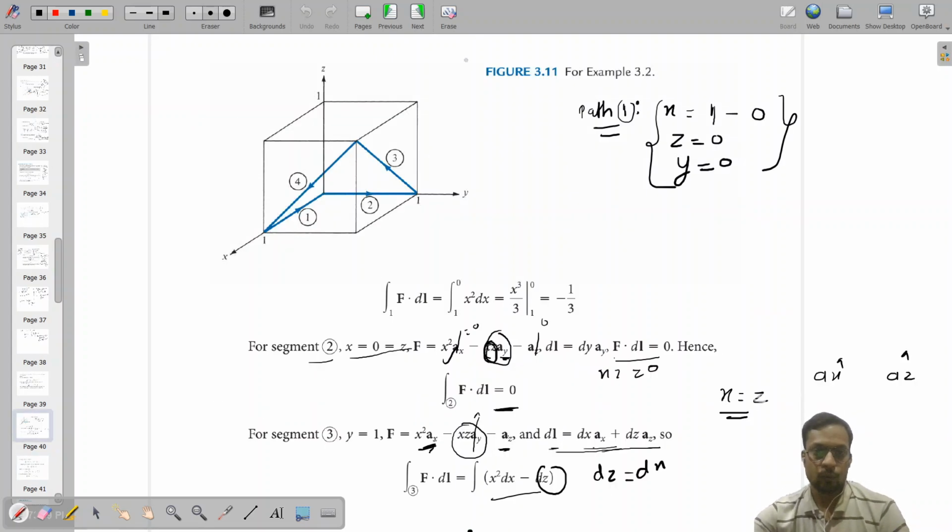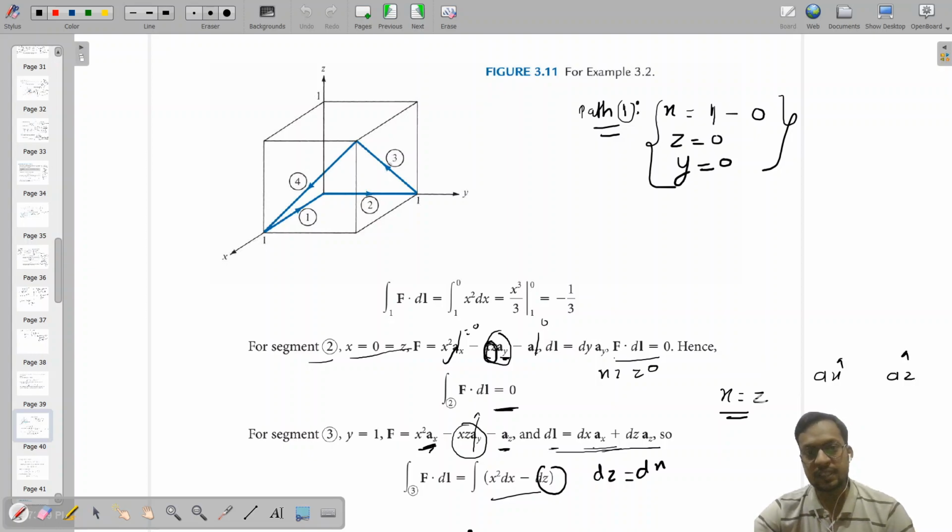For path 4, the x is 1 throughout. The y and z components are varying, and they have a linear relationship with each other. That is, the y and z are varying from 1 to 0, since it is a unity cube.